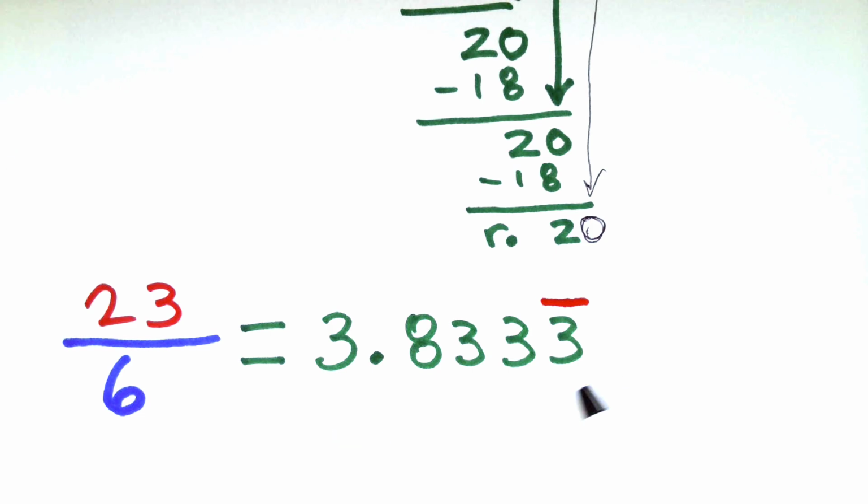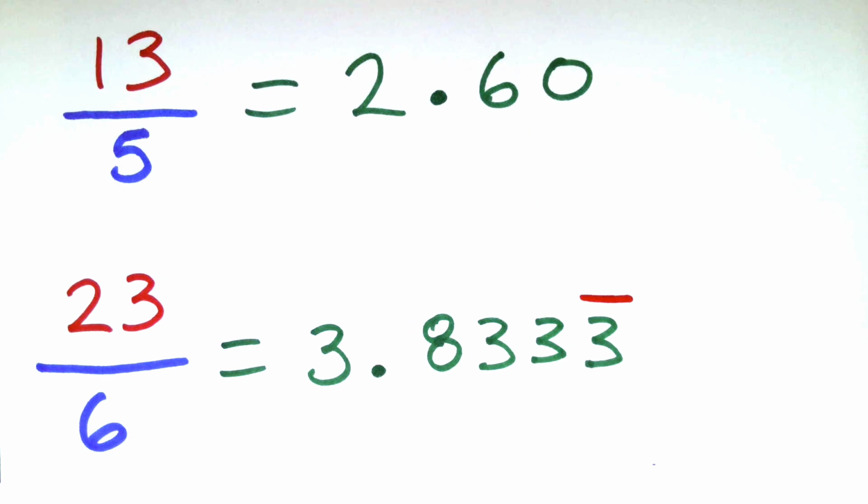3.8333. And that indicator, the line above the 3, means it repeats over and over again. Okay, so here I'm just showing you both fractions and their decimal equivalencies. We have 13 fifths is equal to 2.60. 23 sixths is equal to 3.83333333. On and on it goes.